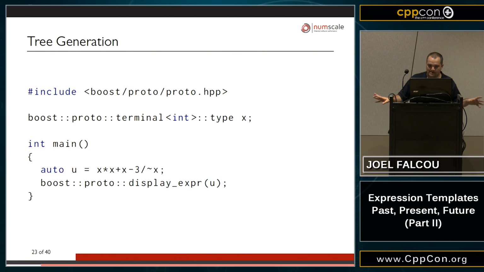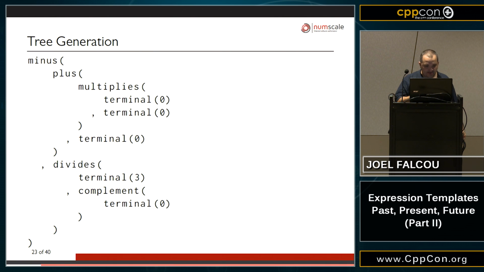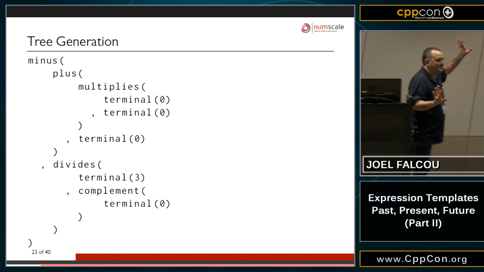Okay, so you can write this code, and we have this very handy display expression function that does what it says on the can. It just displays the expression. So if you compile that and run it, you end up with something like this, which is basically a laid out view of the tree you just built.